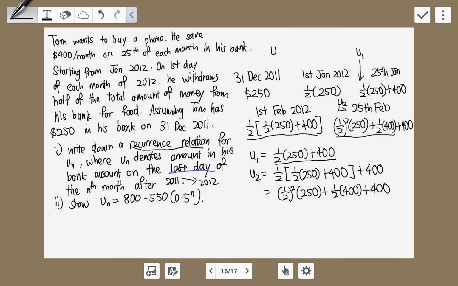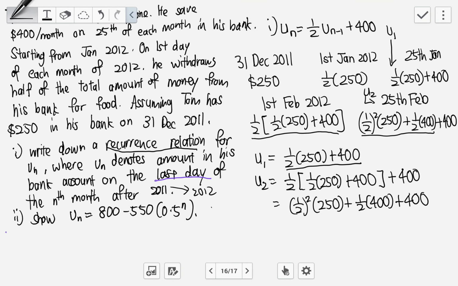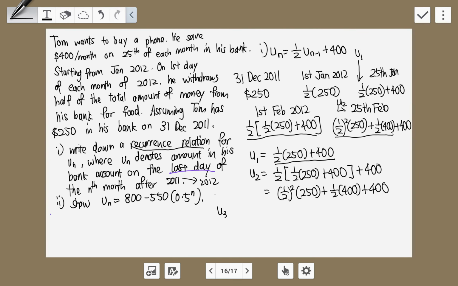So I'll write this here, Un equals half times Un minus 1 plus 400. This part answers the part 1 question. So then what is my U3? My U3, according to the recurrence relation equation, equals half times U2 plus another $400.